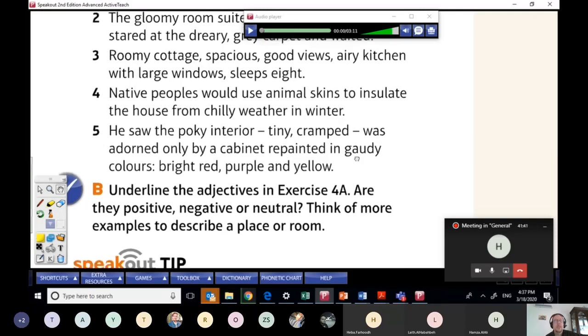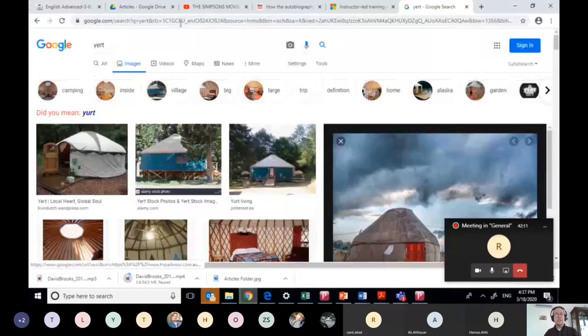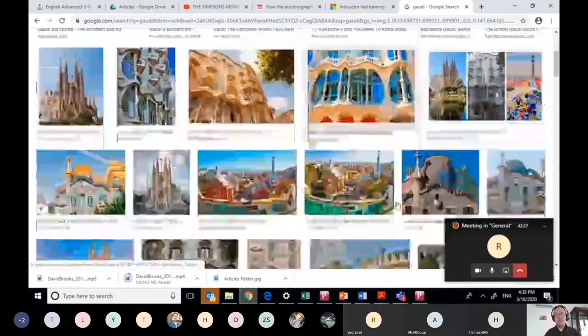And gaudy is these really bright colors that sort of don't fit with everything else. The opposite of gloomy, maybe? It could be. It's probably more like the opposite of flashy. It's like flashy, yeah. And it does come probably from the Spanish architect Gaudi. I believe it did, yeah. And have you ever seen that Spanish architect's work? Yeah. So in Barcelona, there was an architect that made these types of designs, and his name was Gaudi. And so I think we took his name and turned it into an English word that means very flashy.